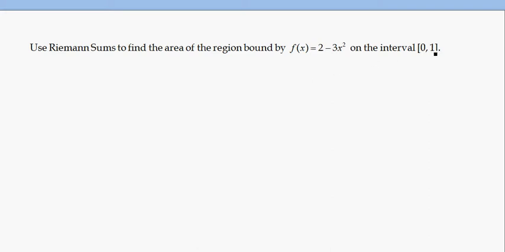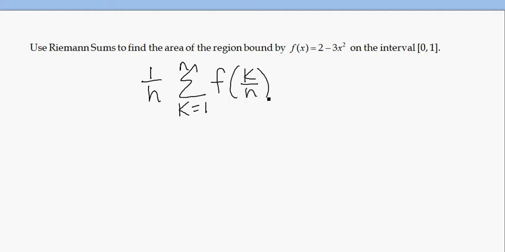So if we're taking an interval of length 1 and dividing it into n pieces, the width of each rectangle is just going to be 1 over n. And as we add up the heights of these rectangles, again, the heights will depend on the function. In this case, it'll be the function at 1 over n times k, or just k over n. Remember, k is running from 1 to n. And again, we want to take the limit as n goes to infinity.